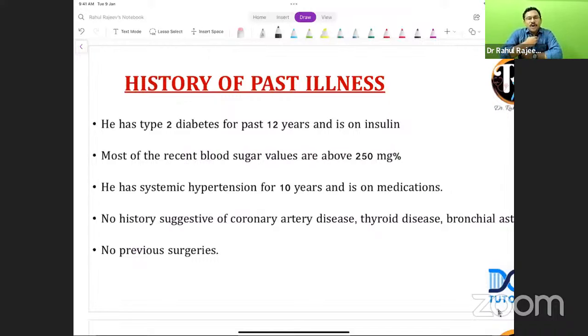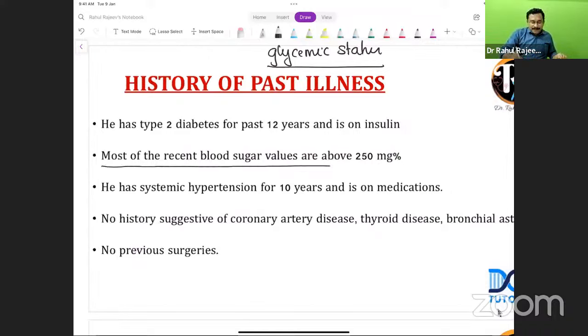So the patient is on insulin. Now, as a doctor, you must ask the patient something to understand his glycemic status. The patient may or may not have brought the old investigation results, but you can just ask, in the last investigation that you have done, what were the values? Patient will say, sir, whatever I remember, everything was above 250. Educated patients definitely will remember that. So there is nothing wrong in writing it there, because what information does this give the examiner? You tell me. What is the importance of the second line?